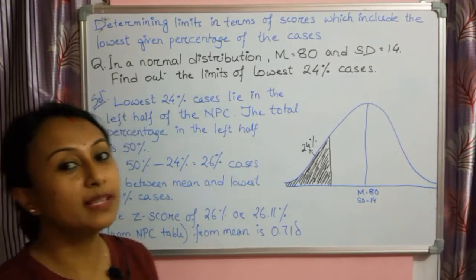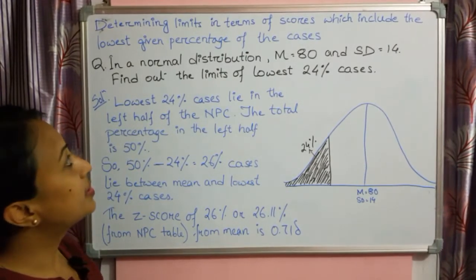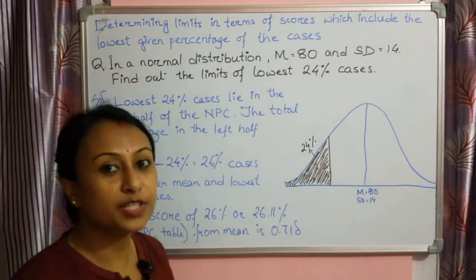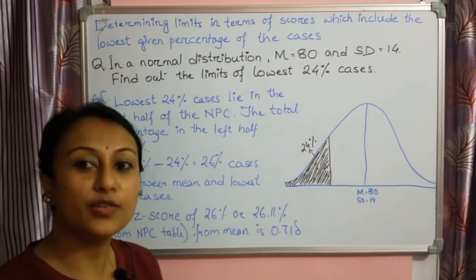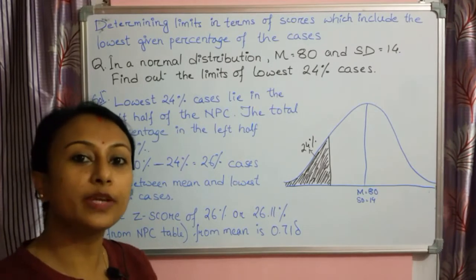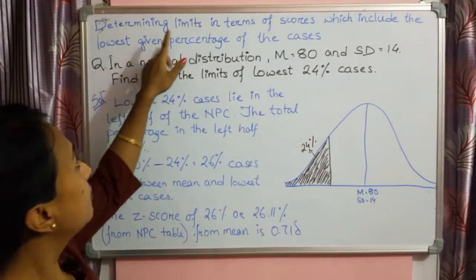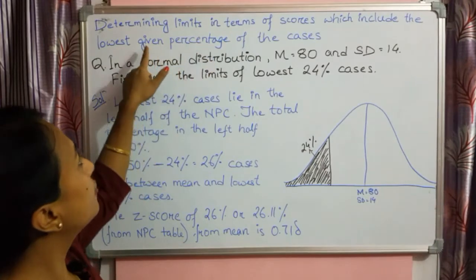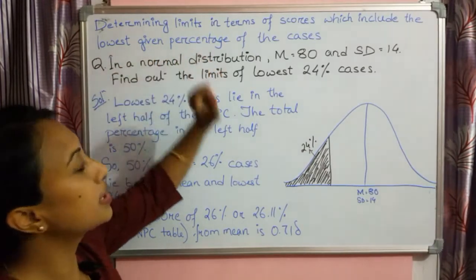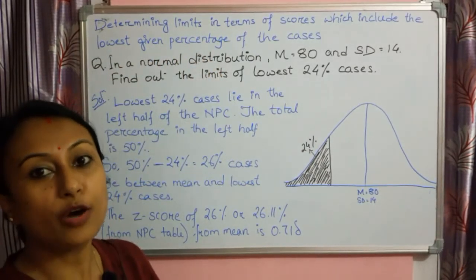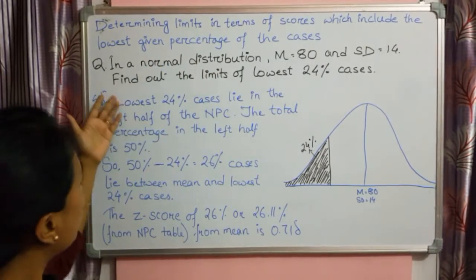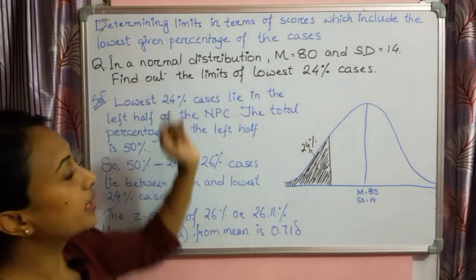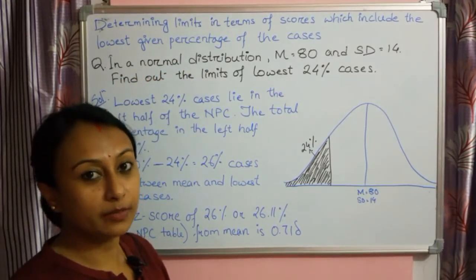In this video we will learn how to determine limits in terms of scores which include the lowest given percentage of the cases. As you have seen in the previous video, we discussed finding out the limits of the highest given percentage of cases. Here we will see how to determine the same thing for the lowest given percentage. So as usual, we have taken an example with a question.